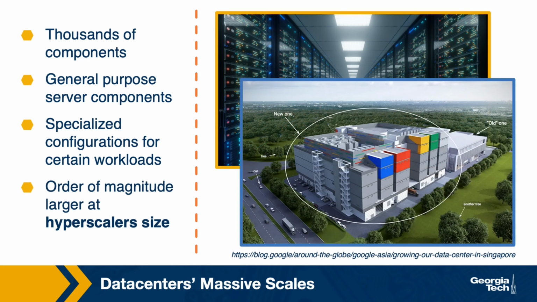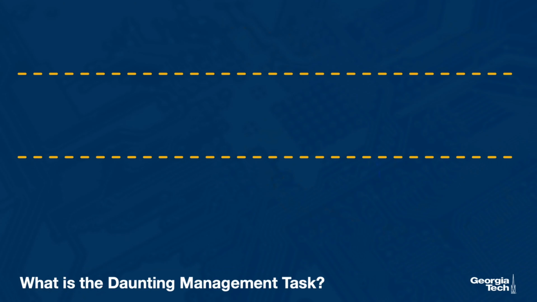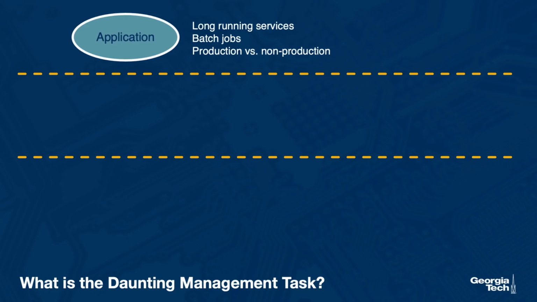At the level of the hyperscalers such as Google, Amazon, Facebook, and others, the size of these systems is tremendous and it's growing exponentially all the time. So we have a daunting management task in these settings, but what is it that really has to happen when it comes to the management of these systems? We need to run applications.